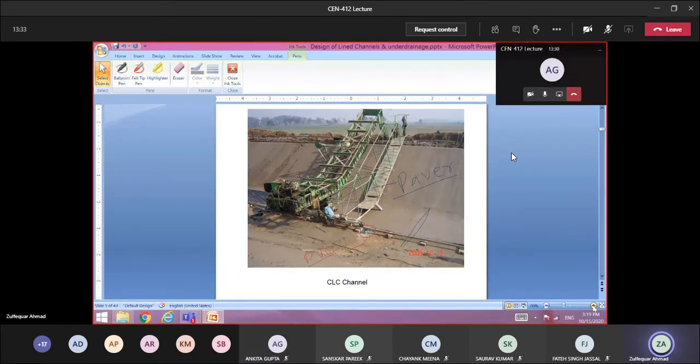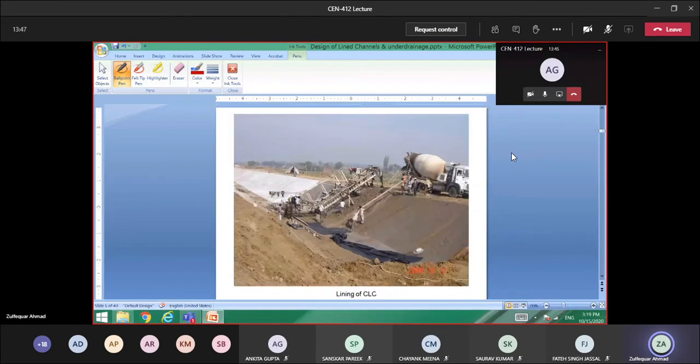Yes, sir. Now I will tell you about what this PVC pipe is, for what purpose it is being put here. We'll discuss that. Now you can see here the construction of the lining of the CLC, the carrier lined channel of Haryana. This is the paver that is moving, and here concreting is being done.